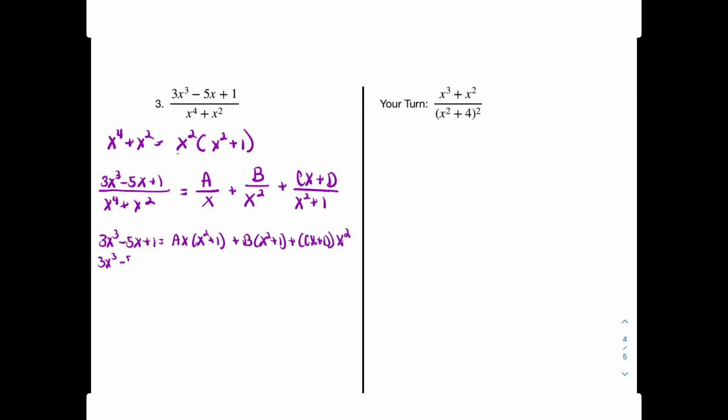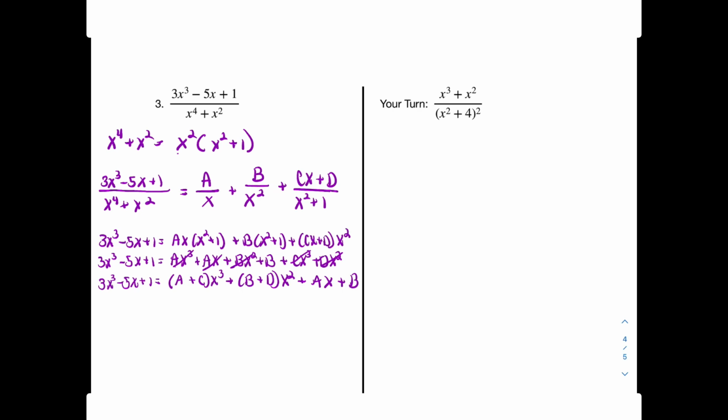Multiplying through to get rid of our parentheses, we get ax cubed plus ax plus bx squared plus b plus cx cubed plus dx squared. And then putting like terms together on the right hand side, we have (a plus c) times the x cubed term. And then for x squared terms, we have b plus d. And then we only have one linear term, ax, and we only have one constant term, plus b.